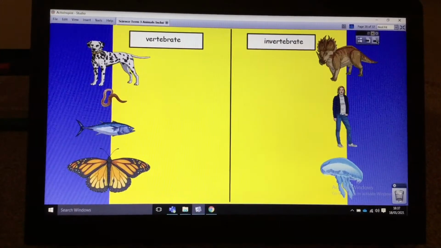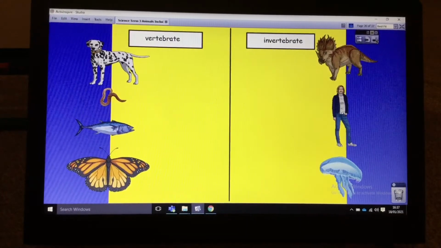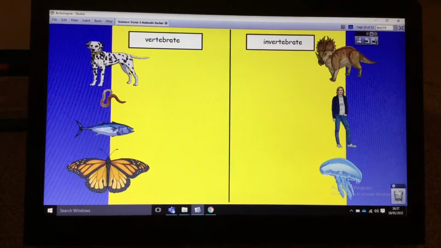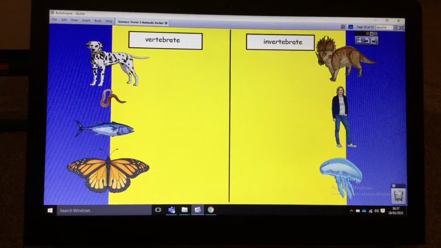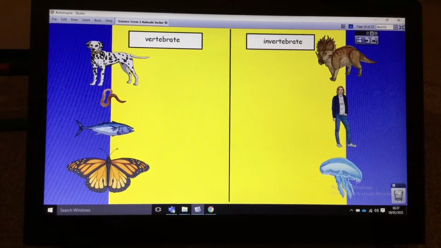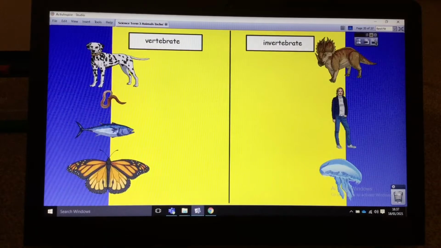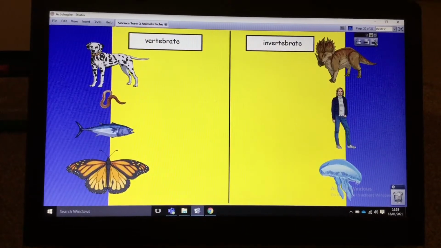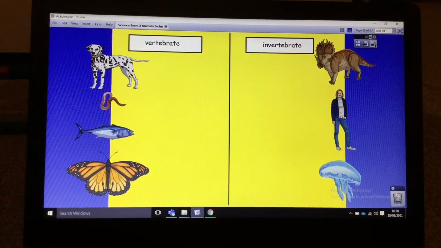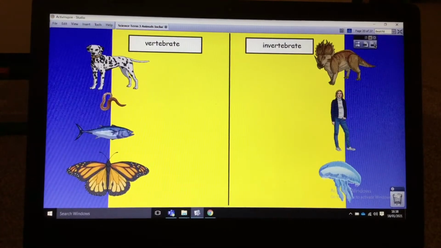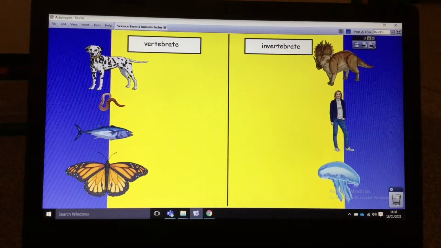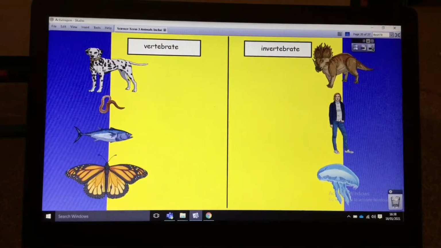Okay, so let's have a look at these creatures that are on the slide at the moment. We've got a dog, a worm, a fish, a butterfly, a dinosaur, a human, and a jellyfish. So I want you to pause the video and see if you can sort them into vertebrates or invertebrates. You might want to do this in pictures, or you could just write vertebrate on one side, invertebrate on the other side of your page, and then just write the names of the animals underneath in the correct place where you think it's going to go. Is it going to be a vertebrate or an invertebrate? Pause the video now, please.